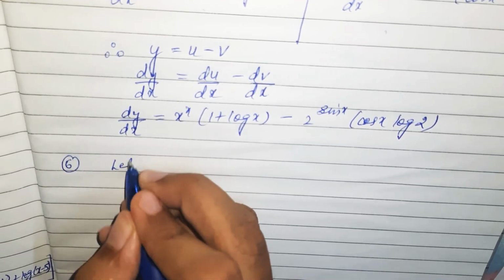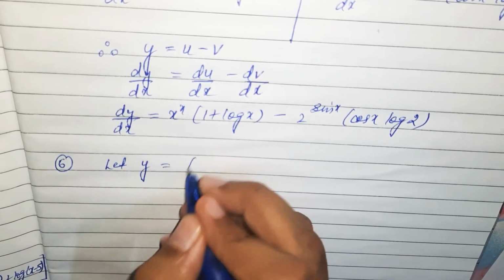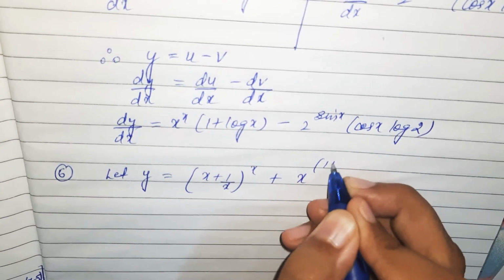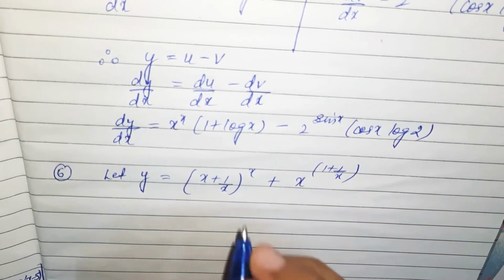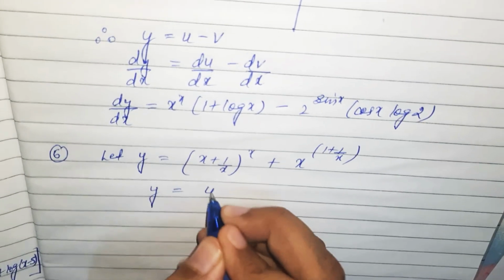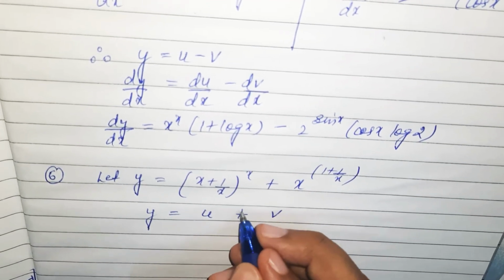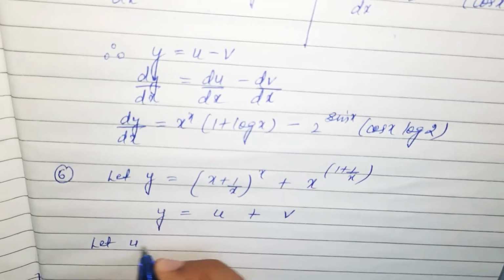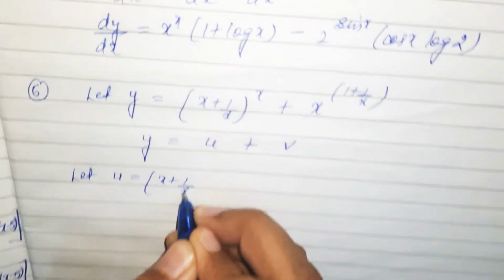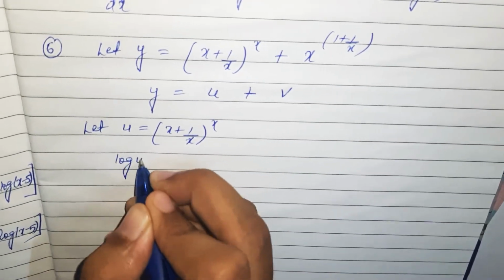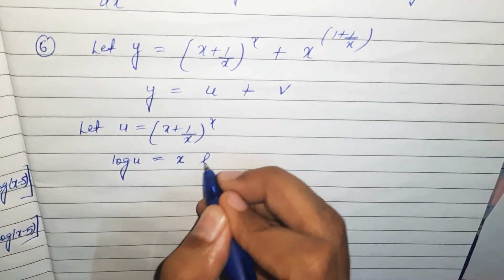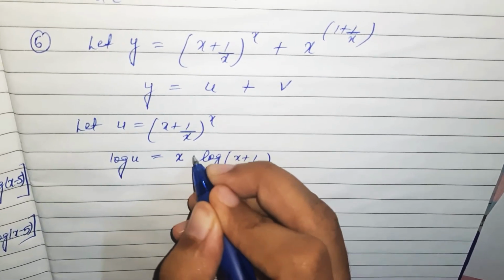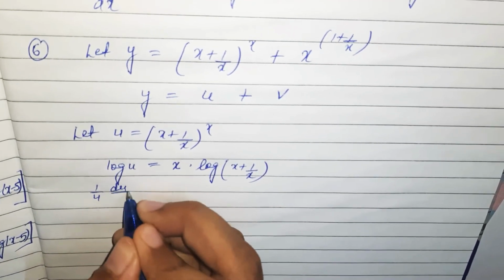Now let y = (x + 1/x)^x + x^(1 + 1/x). Now consider the first as u and the second as v. Whatever operator is there, you need to apply; this time this is plus. So let u = (x + 1/x)^x. Then log u = x log(x + 1/x). So now 1/u du/dx.